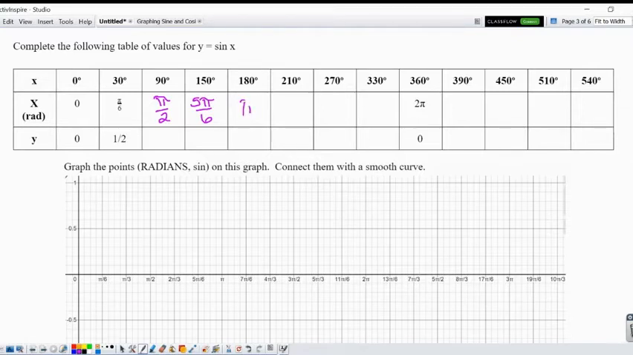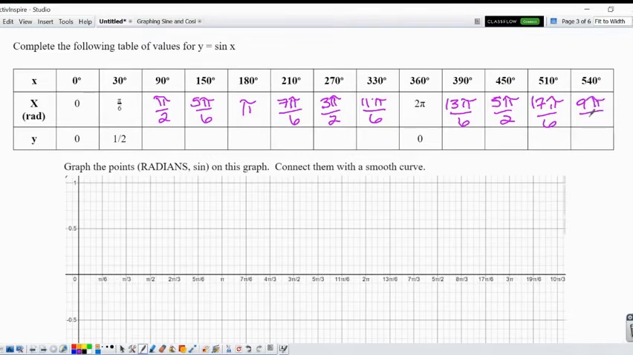180 is half of a rotation, or pi. 210 would be 7 pi over 6. 270, that is 3/4 of a rotation, which is 3 pi over 2. 330 is 11 pi over 6. And at 2 pi, we've come all the way around the unit circle, and we're back at the positive x-axis. Then if we go 30 degrees beyond that to 390, that is 13 pi over 6. 450 degrees, we're back at the positive y-axis, which is 5 pi over 2. 510 degrees is 17 pi over 6. And 540, we're back at the negative x-axis, 9 pi over 2.